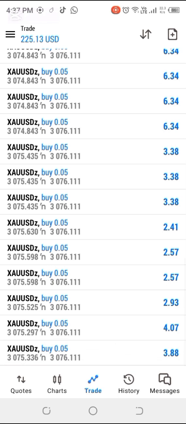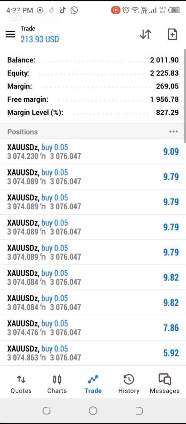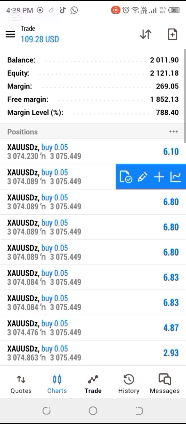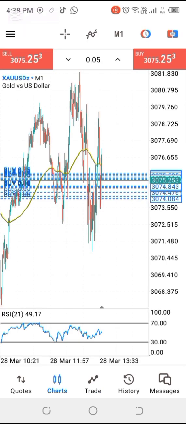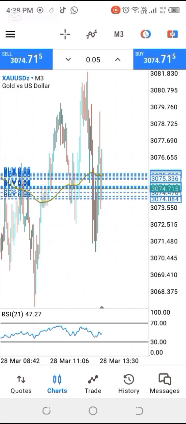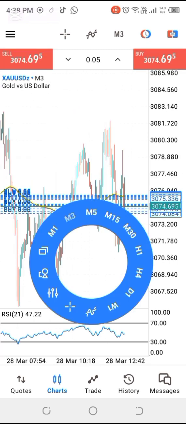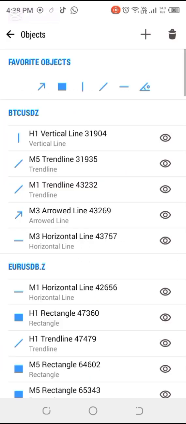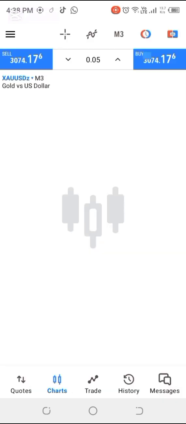I added more positions, then the margin level percentage was 800, which is not bad. So I'll hold those trades from there. So the profit is good, but we need to set our take profit level and our stop loss level. I waited.